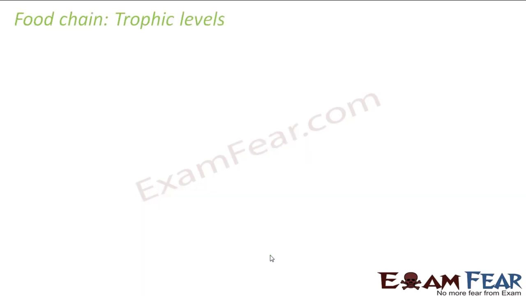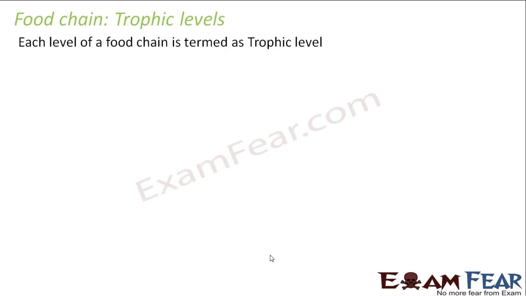So let us look at the trophic levels in a food chain. What do we mean by trophic levels? Each level of a food chain is termed a trophic level. Just now I was talking about the steps, right? Those steps are nothing but each level of a food chain, and each such level is known as a trophic level. This is a term given to the level of a food chain.